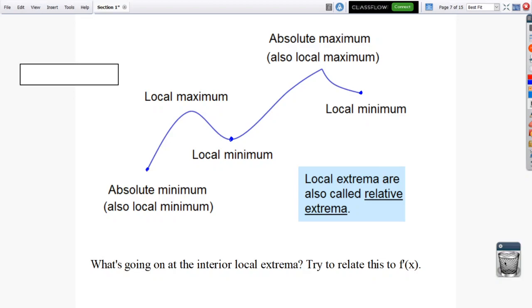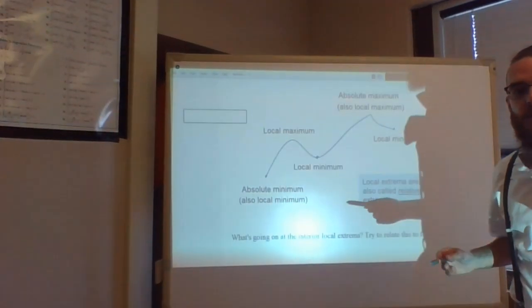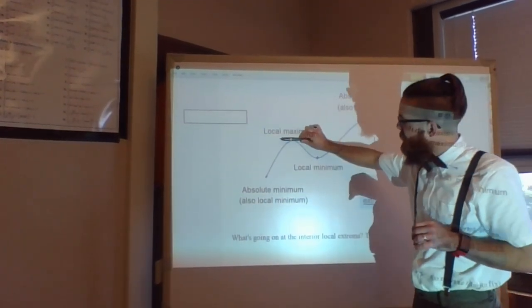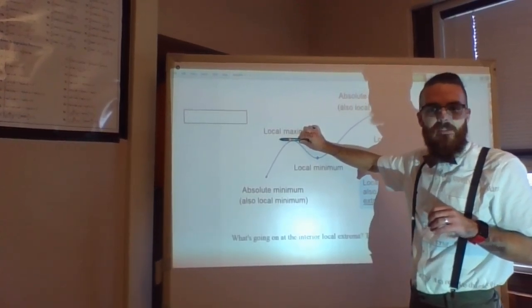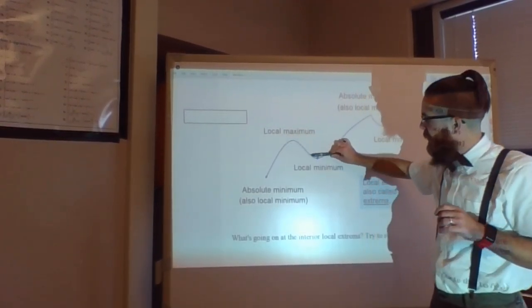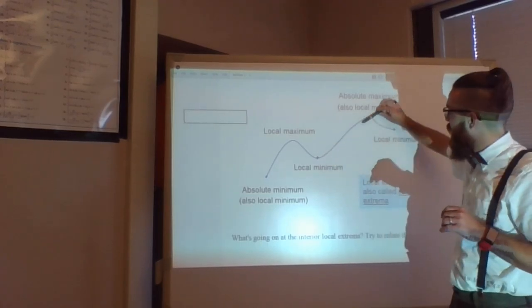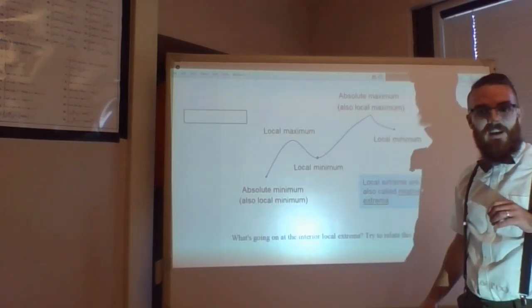Now, if you look at those interior local extrema, those local minima and local maxima, what we have here is something that we were trying to train ourselves to look for last chapter. I realized I was trying to illustrate something with my pen, and you guys couldn't see my pen. So looking here, see how we have a horizontal tangent right there? A horizontal tangent right there? And we have no tangent right here because we have a cuspy kind of thing.